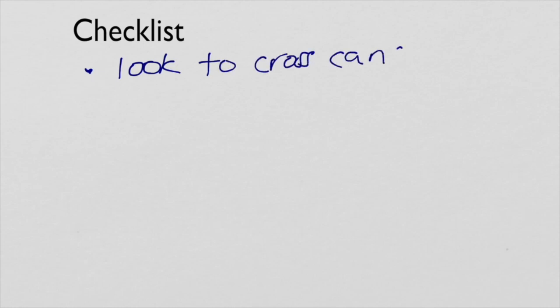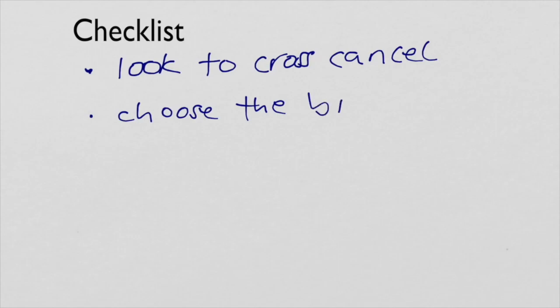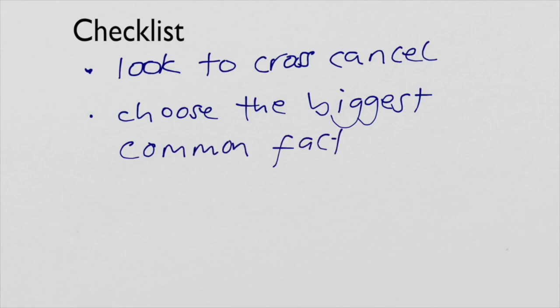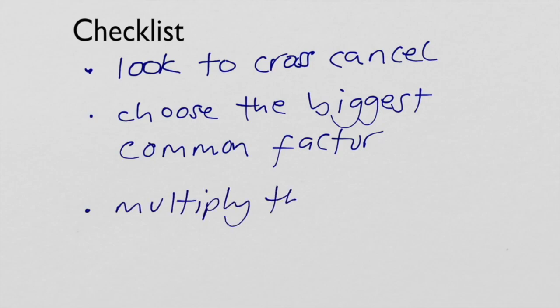So, some key tips. Firstly, look to cross-cancel. This makes the multiplying much easier. When we do cross-cancel, choose the biggest common factor of both numbers. Biggest common factor. This makes the fractions as small as possible. Then once that's all done, multiply the top numbers and multiply the bottom numbers together.